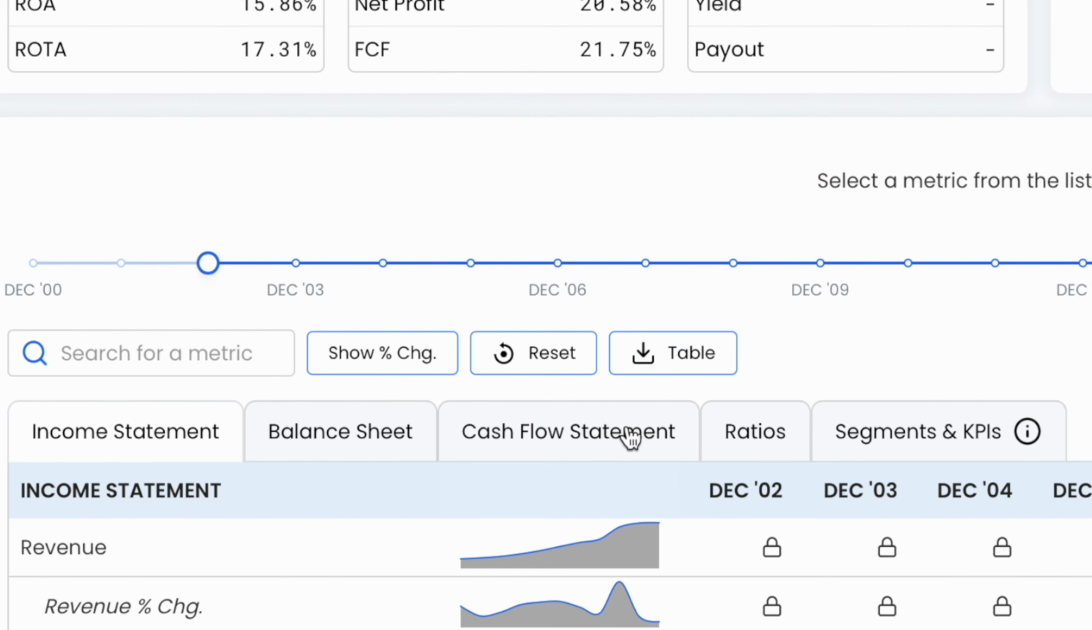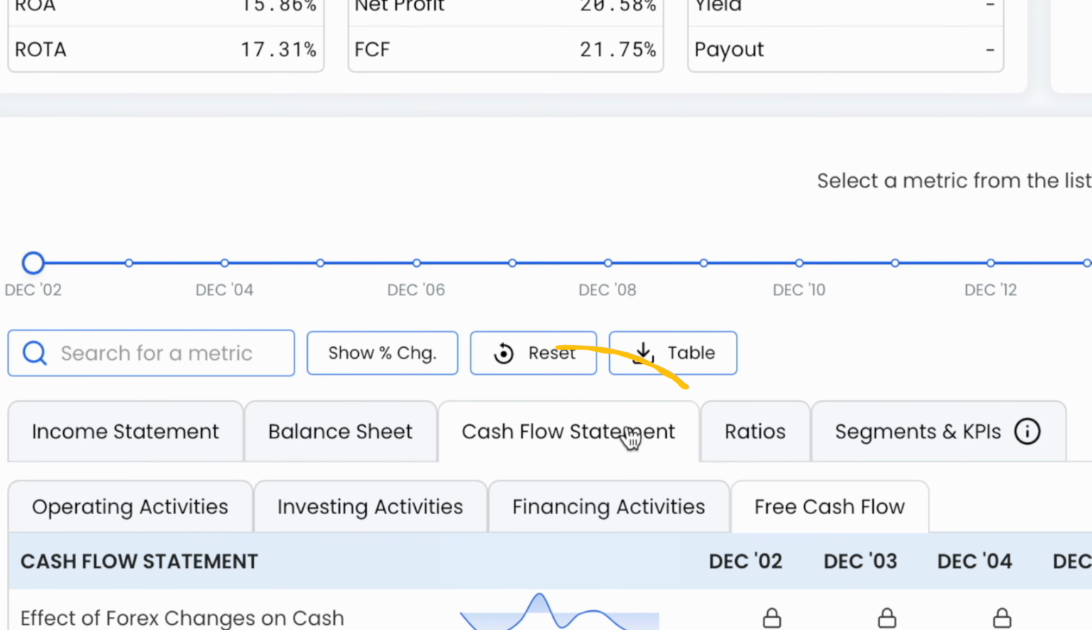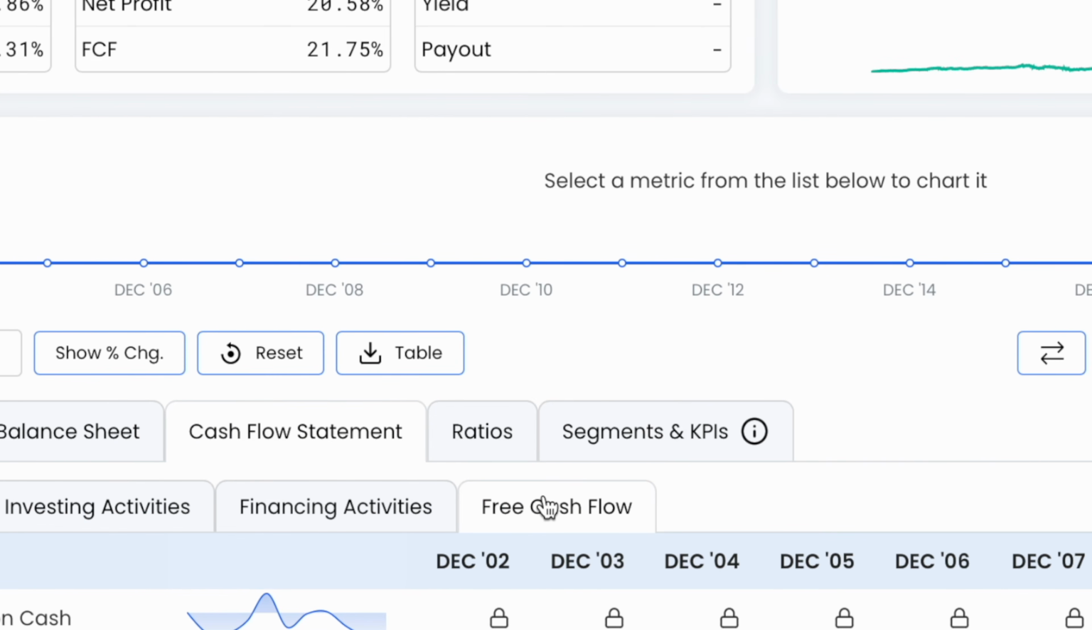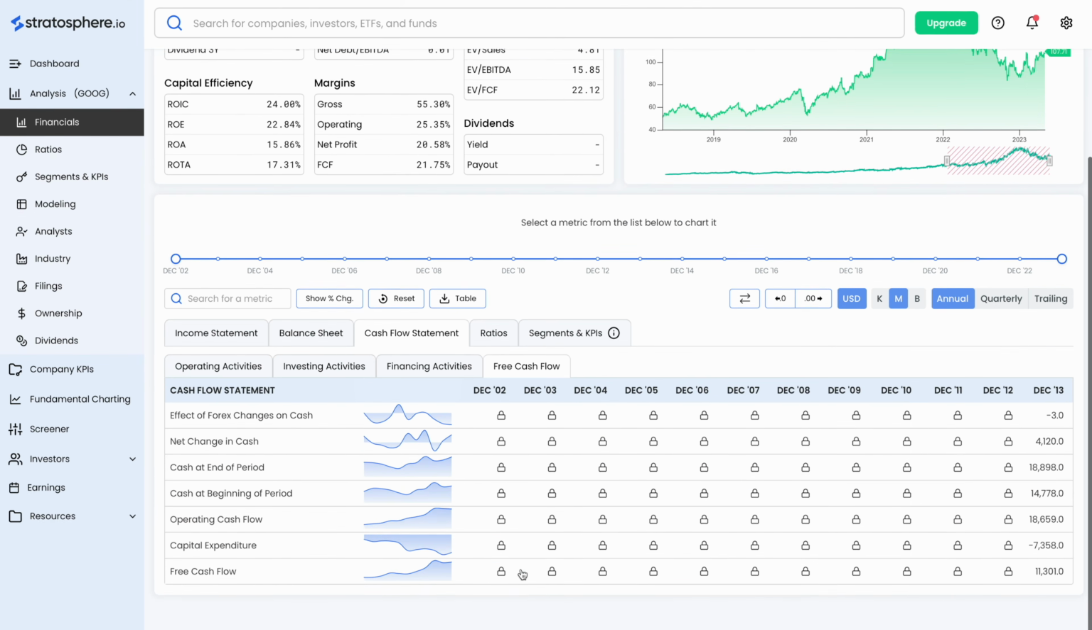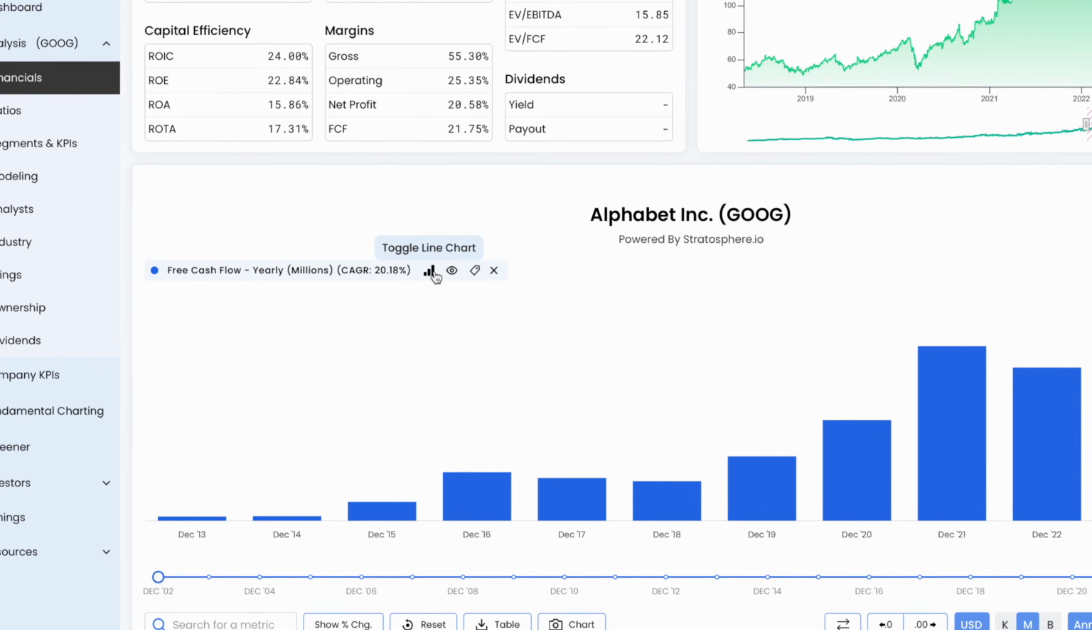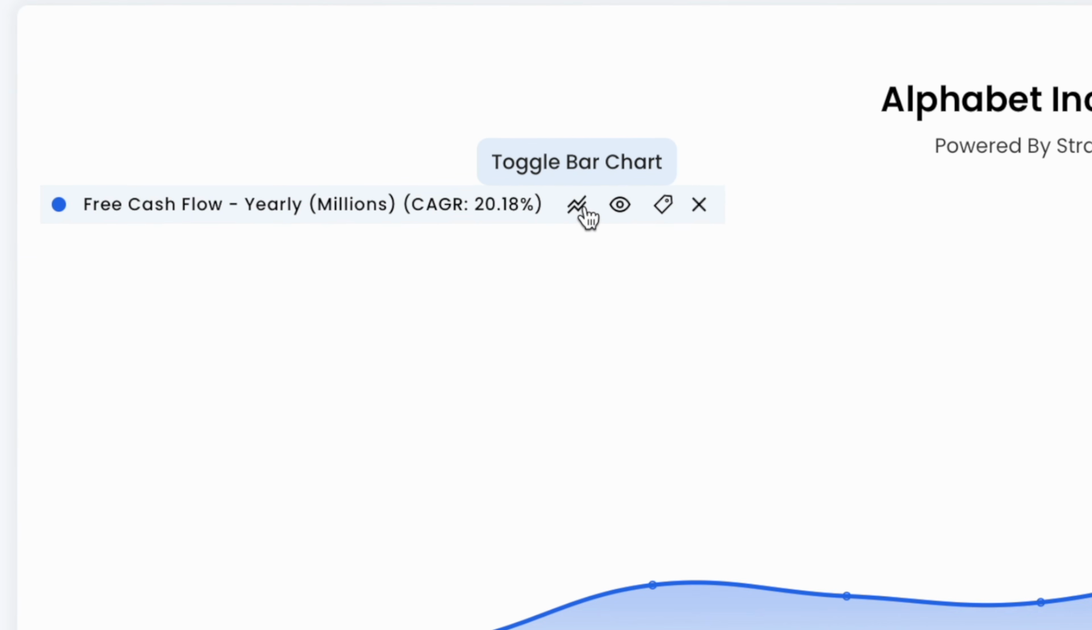Now, the more familiar you are with the company, the better you'll be able to tell, but we do have a few ways to look for this. The first is by simply looking at the company's history of free cash flow growth. If you go to stratosphere.io and you click on this chart right here, it will spit out its free cash flow over the past 10 years.